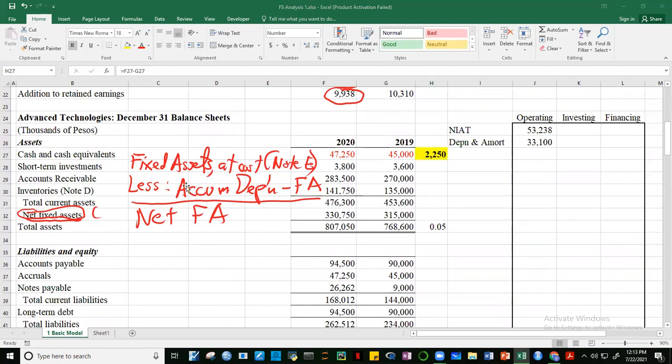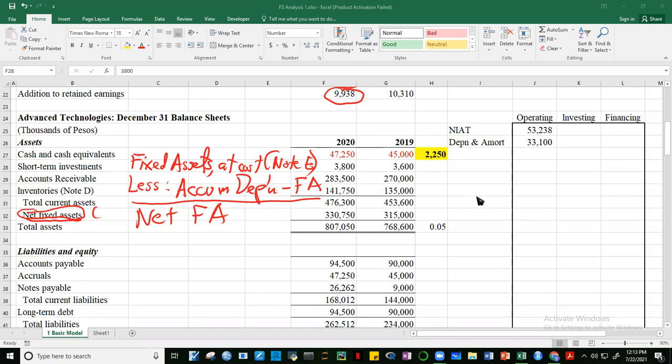Let's start with the balance sheet. Ito ini-investigate natin, di ba? Cash and cash equivalents, short-term investments. What happened to short-term investments? From 3.6 naging 3.8. So was there an increase or decrease? Increase. Thank you, Basti. Thank you, Richard. Okay, nag-increase siya ng 200, di ba?